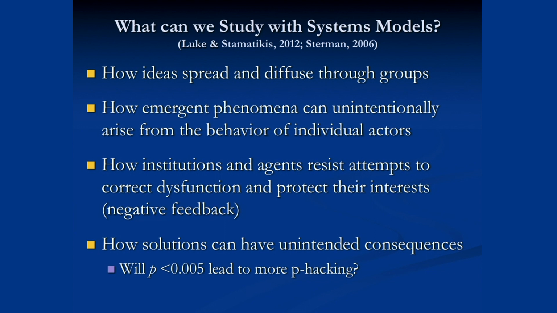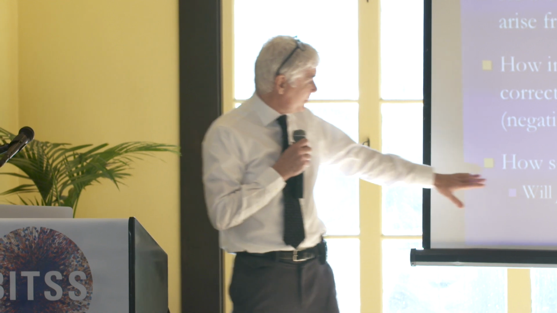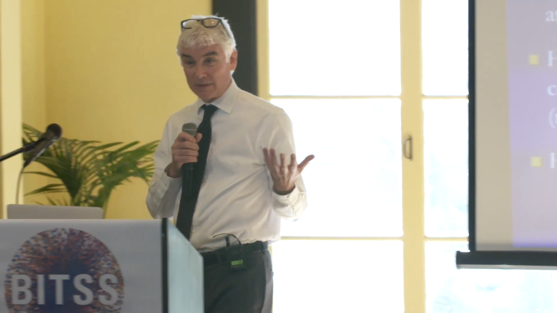Well, one is how disease spreads and diffuses through groups. How emergent phenomena can unintentionally arise through behaviours of individual actors. We talked about that a moment ago. How institutions and agents resist attempts to correct dysfunction and protect their interests. So we've got to be aware of negative feedback, and there was some discussion of that yesterday with the change in p-values. And how can we have unintended consequences? So again, will change in the p-value just lead to more p-hacking? We don't really know. There seems to be some uncertainty about that.